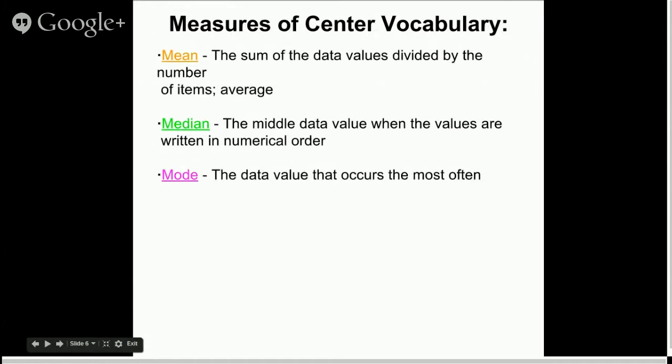So the mean is the sum of the data values divided by the number of items. This is also the average. The median is the middle data value when the values are written in numerical order. And mode is the data value that occurs most often.